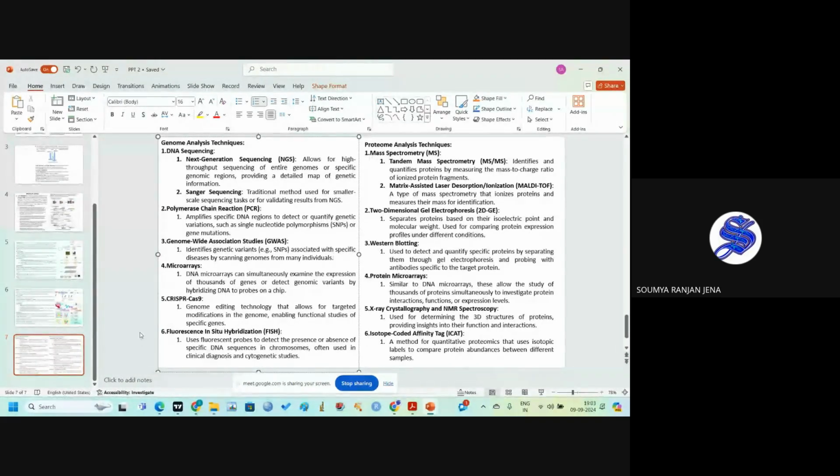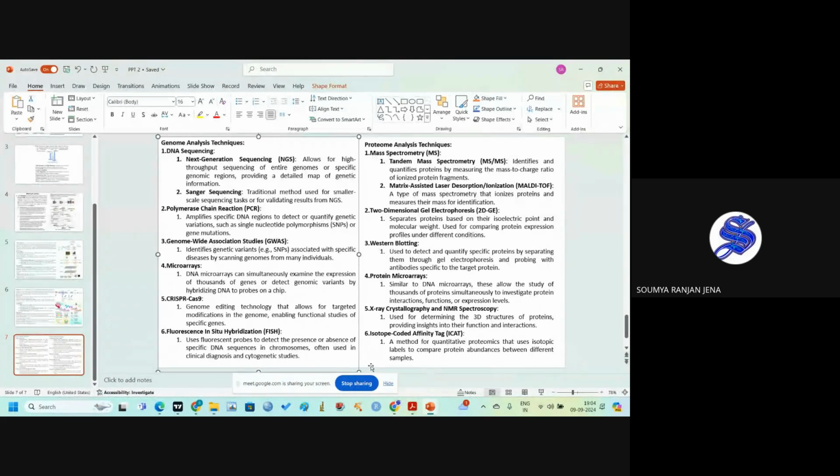And another one is fluorescence in situ hybridization, that is FISH. We can use a fluorescent probe to detect the presence or absence of specific DNA sequences in chromosomes, often used in clinical diagnostic or cytogenetic study. If we target a gene with a particular fluorescence probe, and that gene is highly expressed, it will give rise to more fluorescence than that gene when it is lowly expressed in particular cells. By these techniques we can also study the expression of the genome.